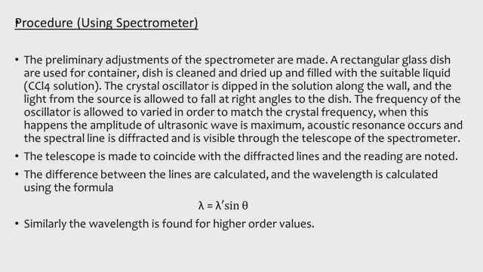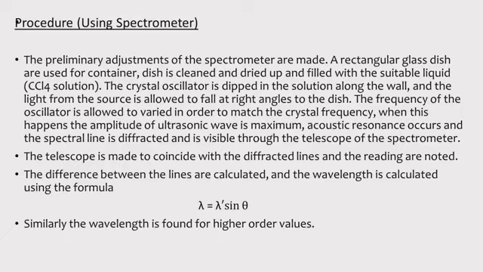So let us see how we conduct this experiment using the spectrometer. The preliminary adjustments of the spectrometer are made, which is to focus the telescope using the distant object method, and the collimator is placed to face the source, which is the sodium vapor light. A rectangular glass dish is used, which contains a rectangular glass plate, and which is used as a container.